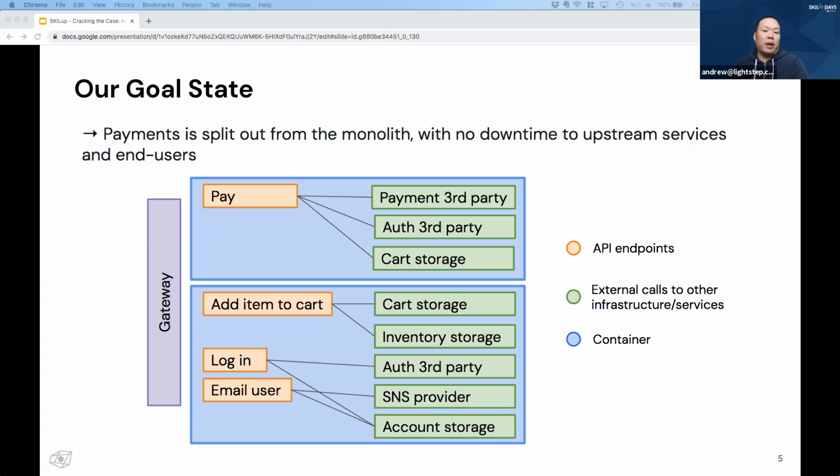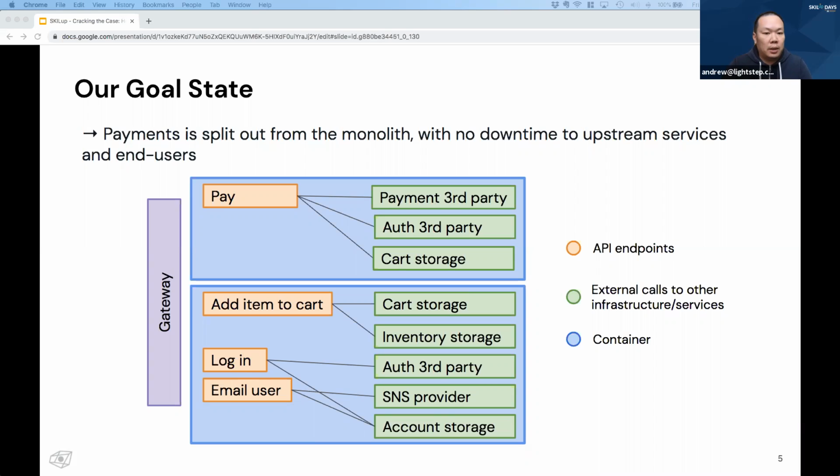So this diagram illustrates the end state desired. In this example, the payment functionality has been broken apart into its own microservice with no downtime and no interruption of service for the end user. A new third-party payment processor has also been integrated. The practical business result is no revenue is lost because of this migration.